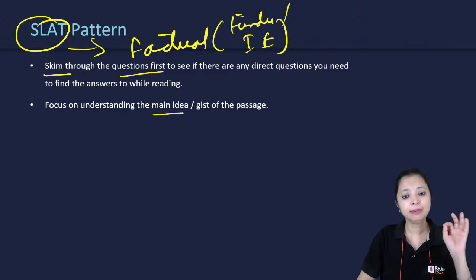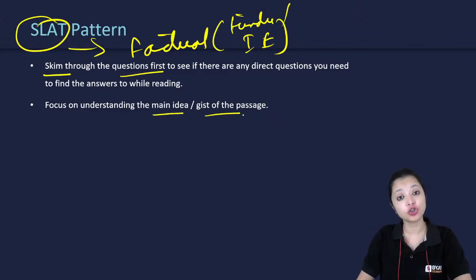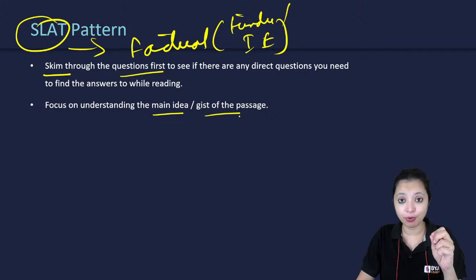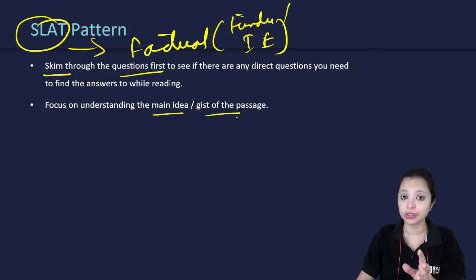Try to focus on the main idea, the gist of the passage. How do you focus on that? You find out pointers that are important and you see if there's a major conclusion drawn towards the end or not. Usually the first and the last paragraphs are very important. So if you're skimming through the passage, make sure you read the first and the last paragraph thoroughly.